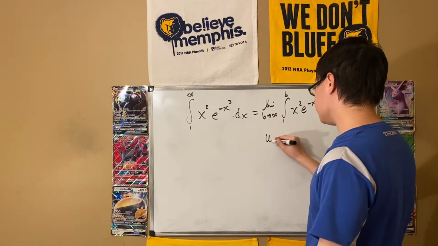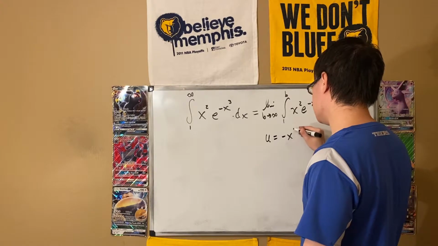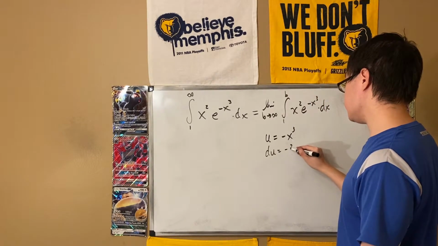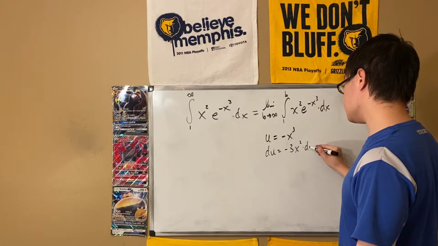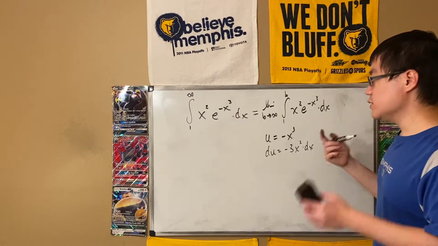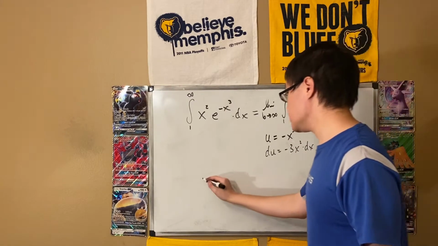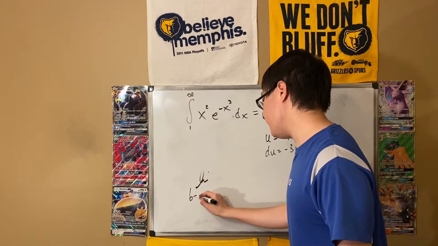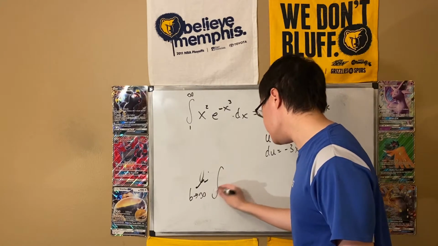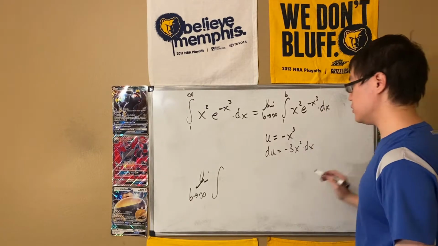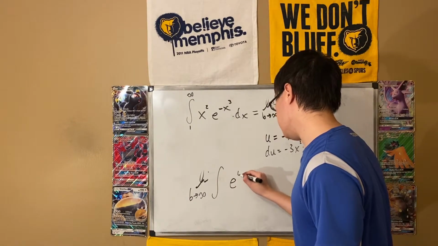So the u is equal to minus x cubed. That makes the du equal to minus 3x squared times dx. So that's all good. Then we're ready to change our x integral into a u integral. So it's going to be limit as b goes to infinity still. We're going to write an infinity sign. We chose this u so that we could get e to the u. So that's lovely. E to the u.